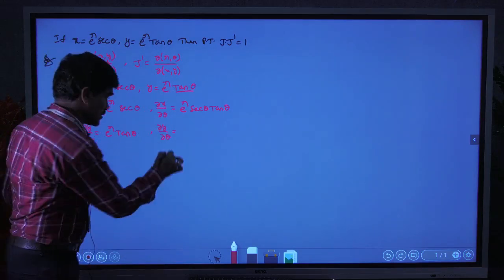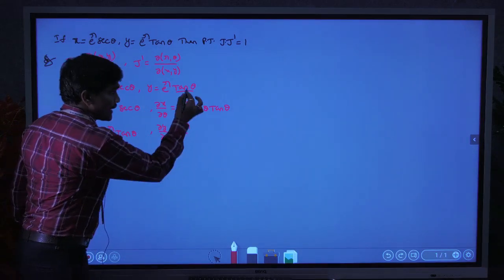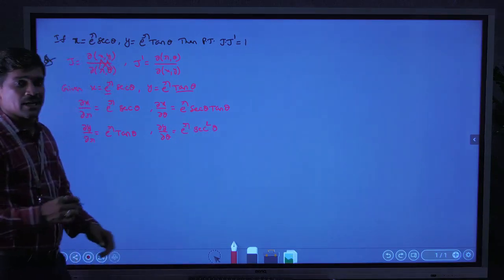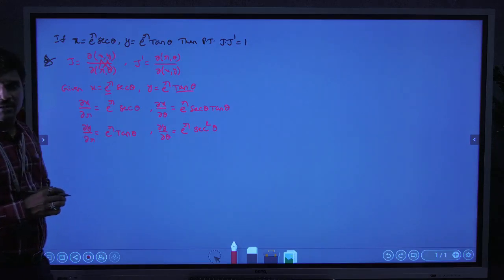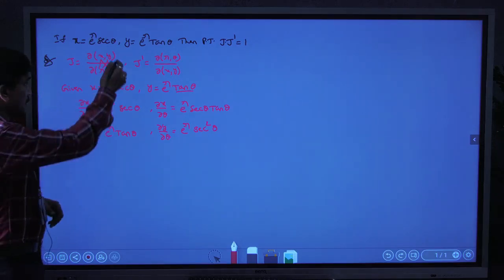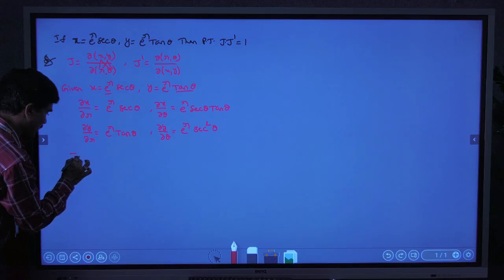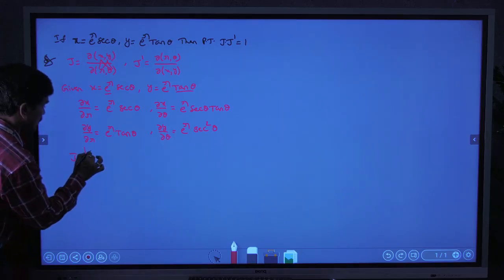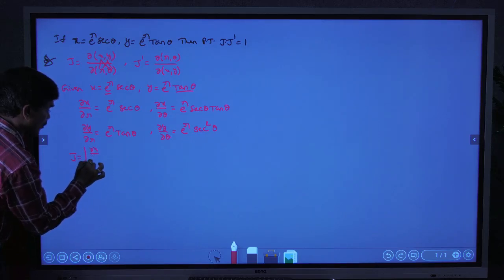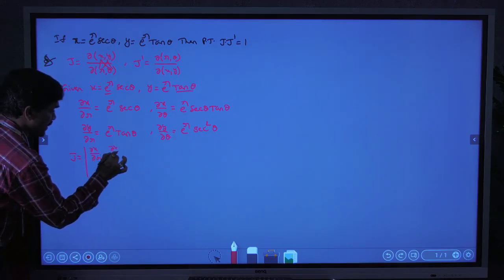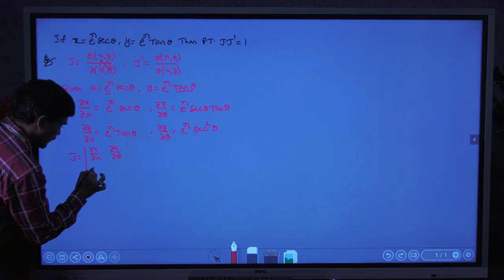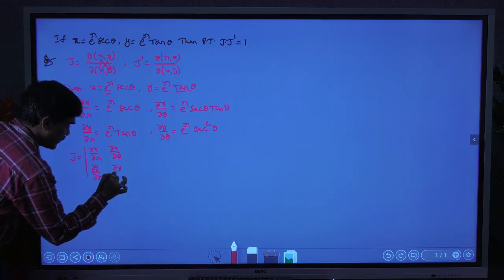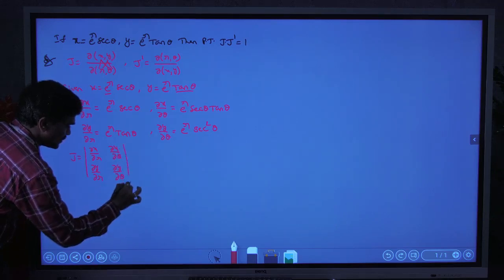e^r is the constant, right, as it is. Now the derivative of tan theta is secant squared theta, right? So we get x, y with respect to r and theta. Now take J. What is J? Here write the determinant: ∂x/∂r, ∂x/∂θ, ∂y/∂r, ∂y/∂θ, right? So this is the determinant.